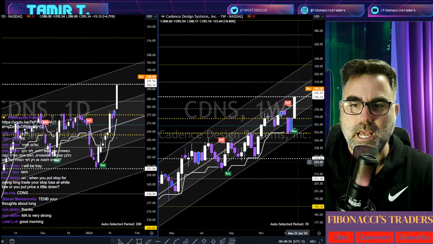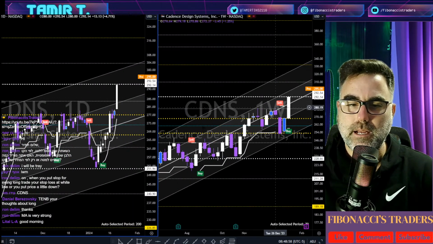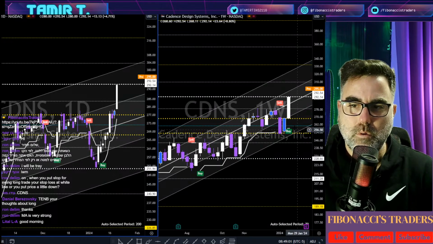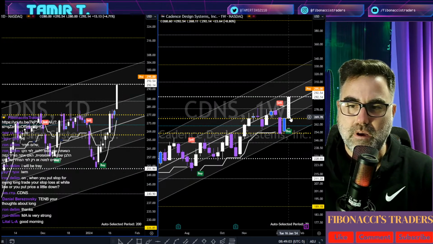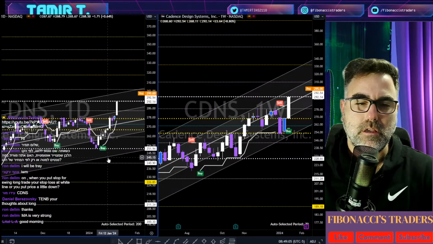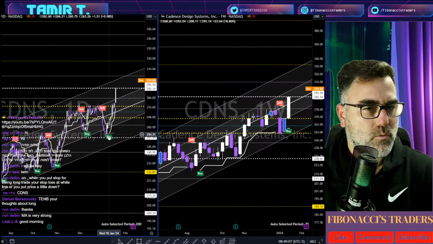CDNS. Check it out. Buy signal on the daily. Buy signal on the weekly. Above the yellow zone on the daily. Above the yellow zone on the weekly. That's it. Inside an option channel, we are good to go long.